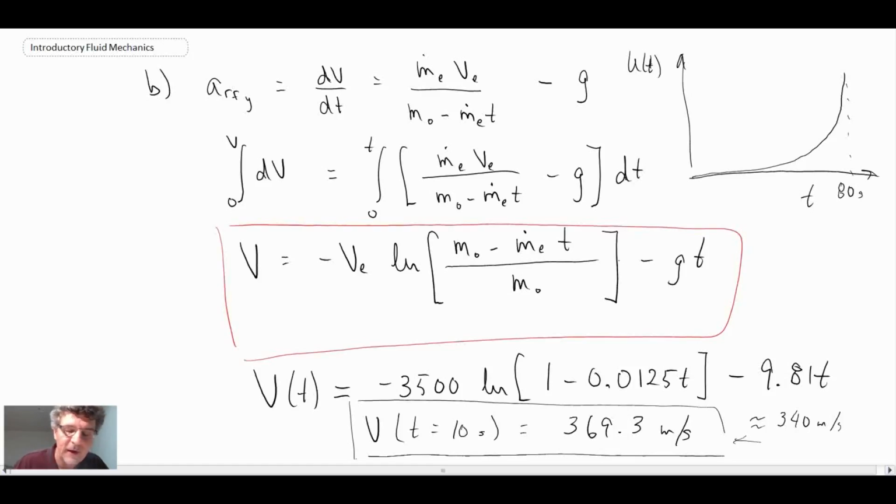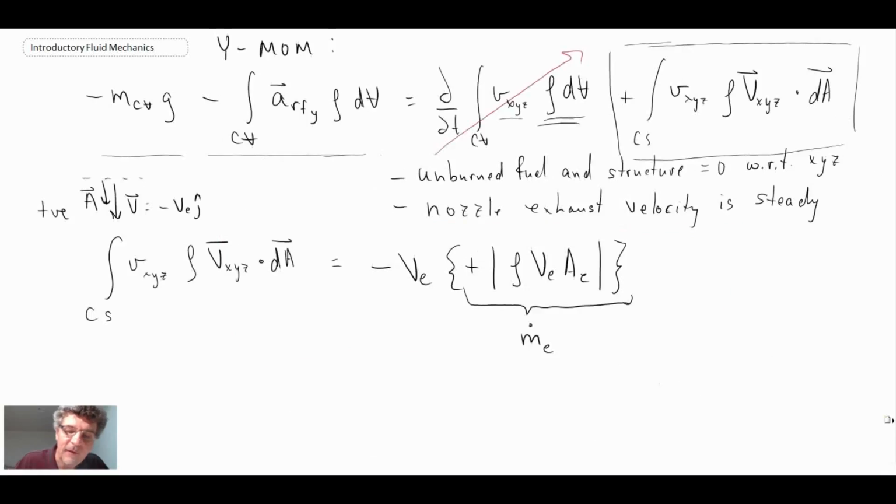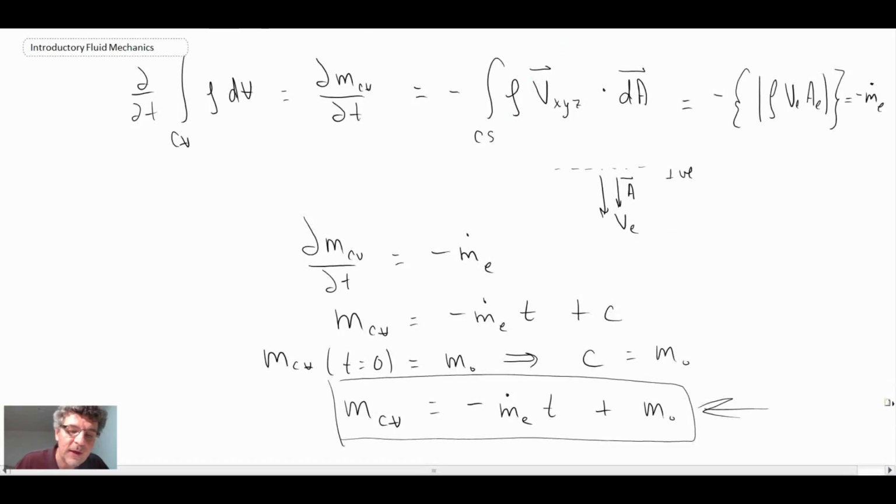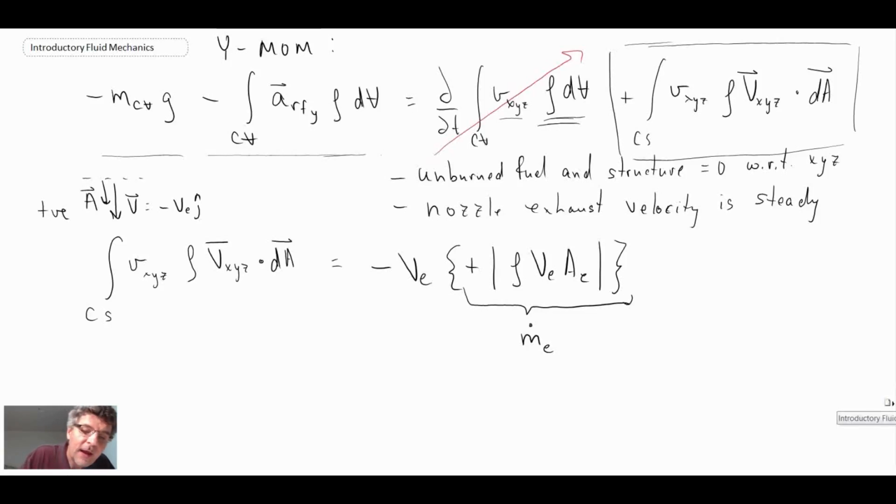So anyways, that's the case, solving a problem with an accelerating control volume. The biggest thing to remember is that you have to deal with the modified version of the momentum equation. Where was it? I think it was right here. And the modification was due to this term here for the accelerating reference frame. So that concludes this problem and this lecture.